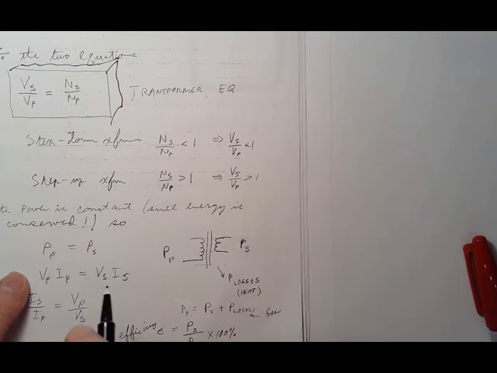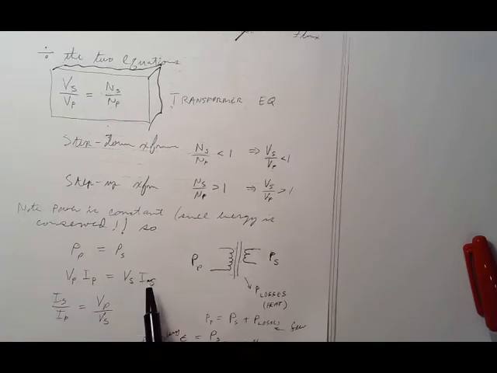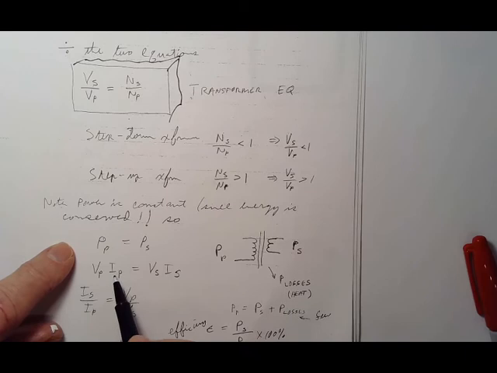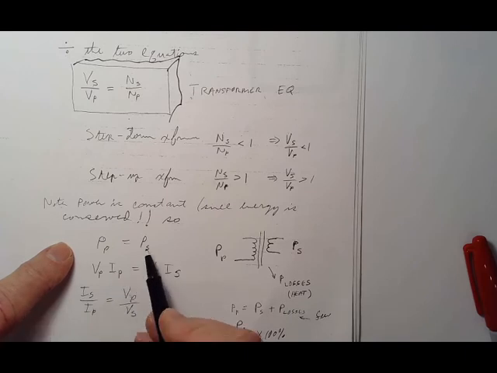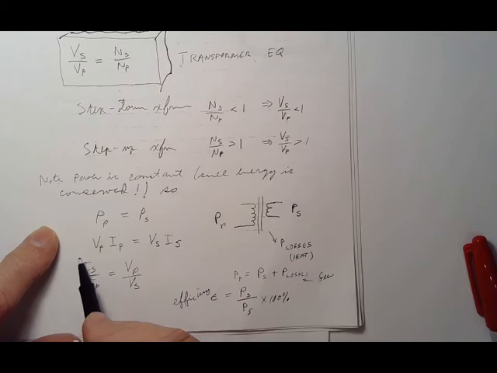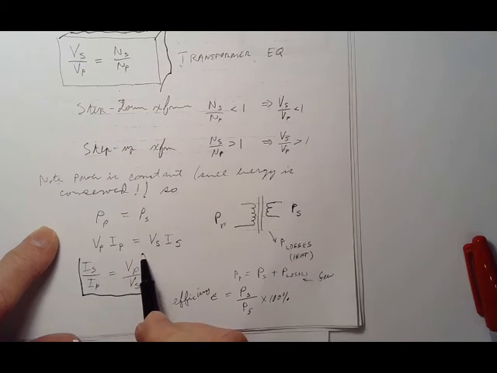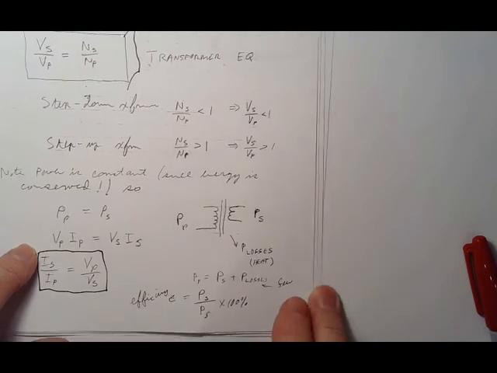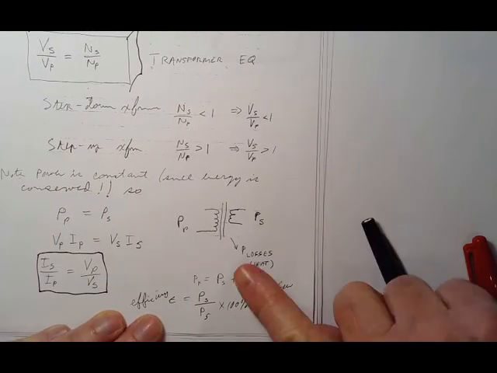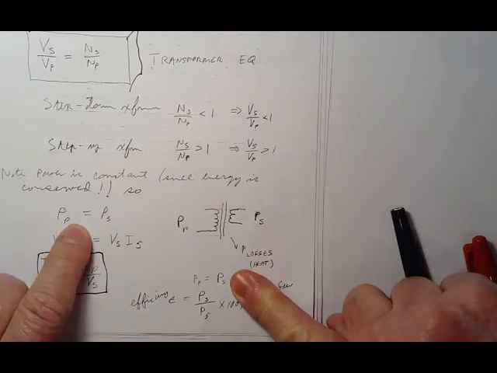Okay, so if I say the primary power is the same as the secondary power, the primary power is the voltage times the current in the primary. The power in the secondary is the voltage in the secondary times the current in the secondary. Okay, that tells me this equation here, which is also a bread and butter equation. If you have no losses in the system, then I get this equation here.